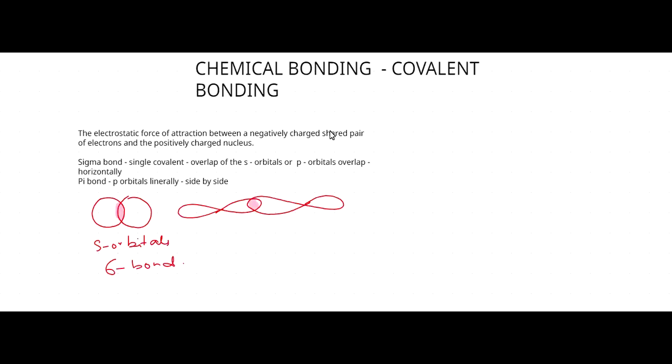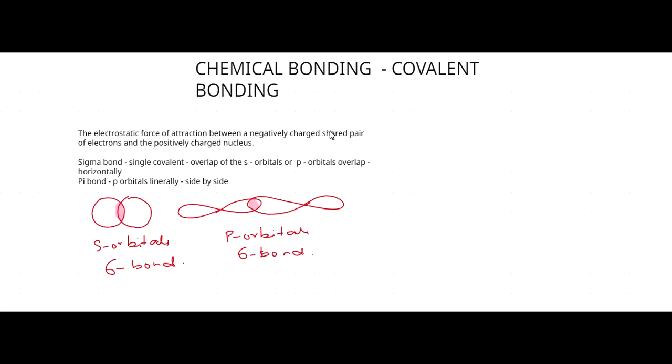If your p orbitals overlap in a horizontal manner like this, it will also form a sigma bond. A sigma bond is a single covalent bond. Along with a sigma bond, we can also see a double covalent bond, which involves a pi bond, or a triple covalent bond, which also involves a pi bond.